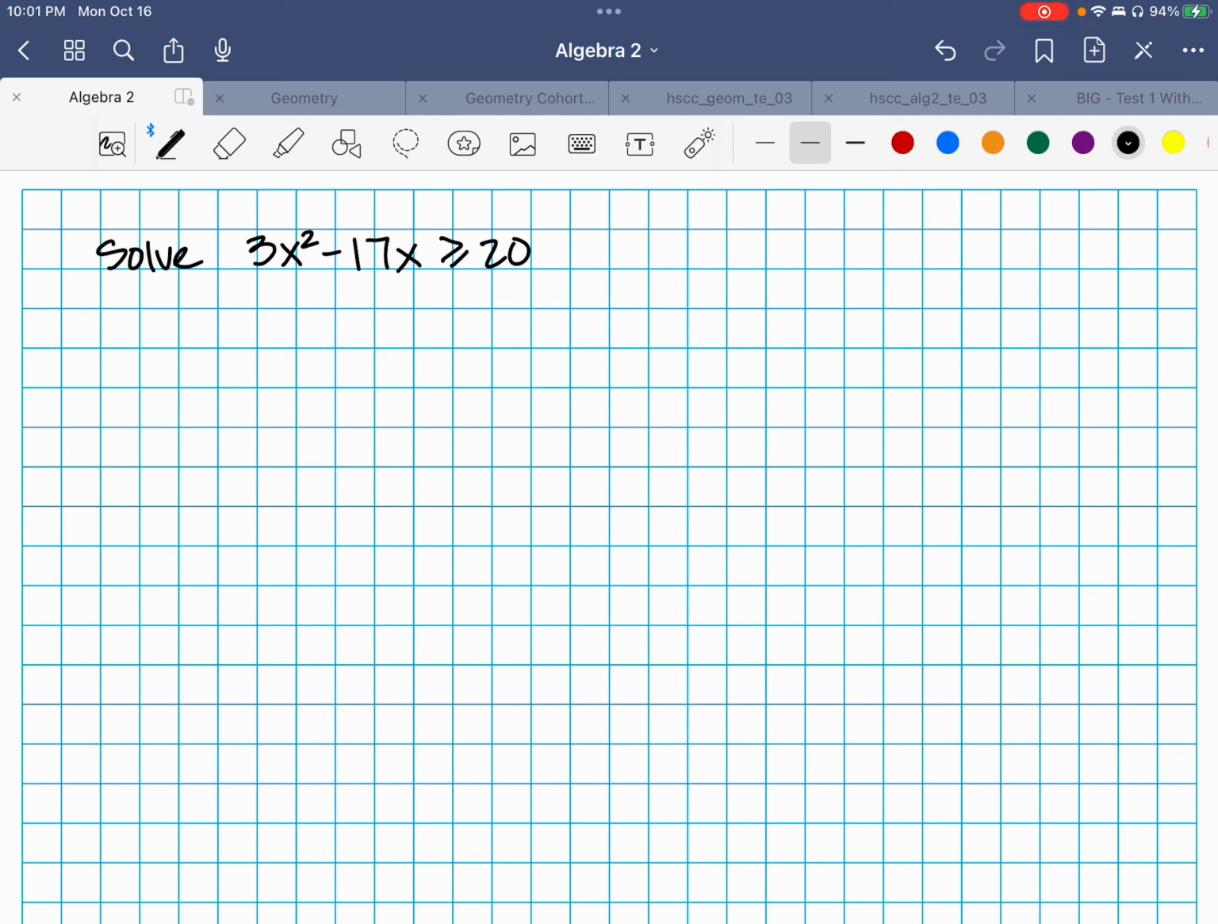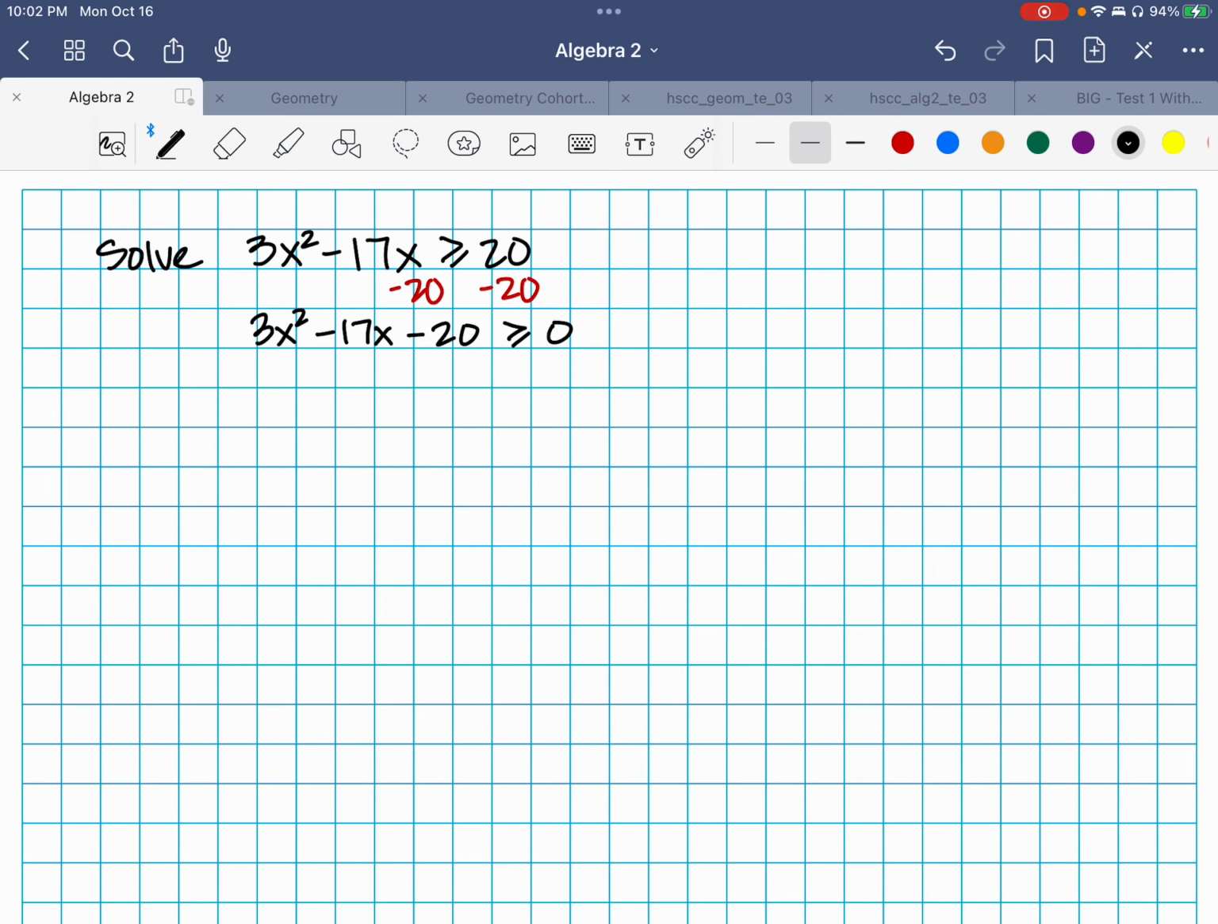It's very similar to question number 30 on tonight's homework. All right, so what you're going to do is set it equal to 0. So we're going to go 3x squared minus 17x. And when I say set it equal to 0, we're going to get rid of that 20. So we're going to subtract 20 from both sides of the equation. And this gives us 3x squared minus 17x minus 20 is greater than or equal to 0.